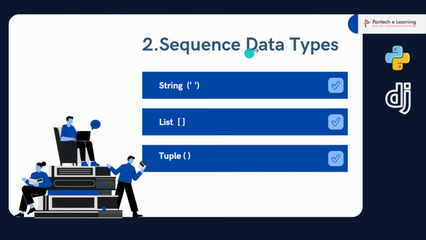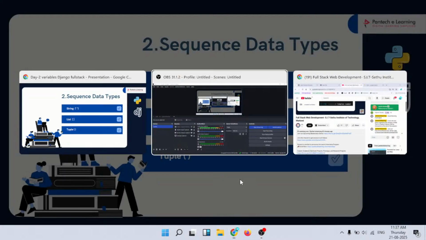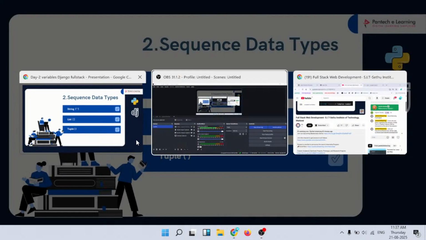Sequence of data types. These are the sequence data types. What are they? String, list and tuple. These are the three types of sequence data types. First we are going to learn about string. We already tested it.